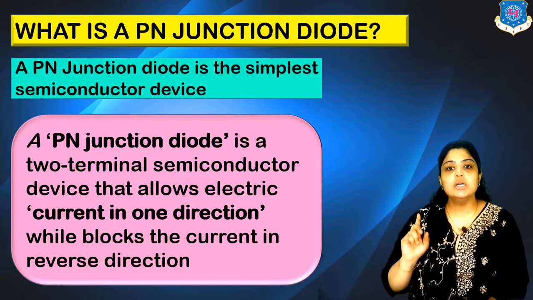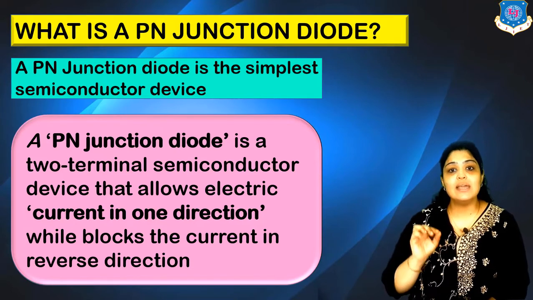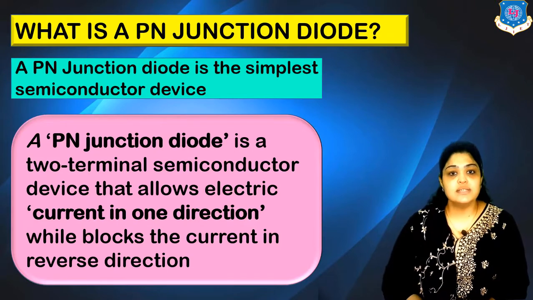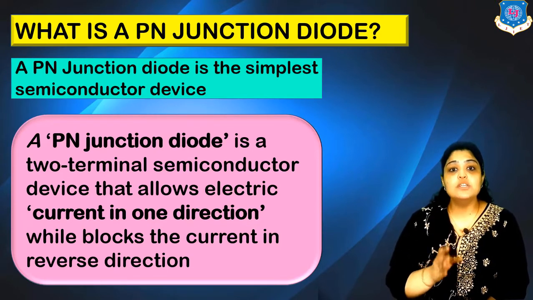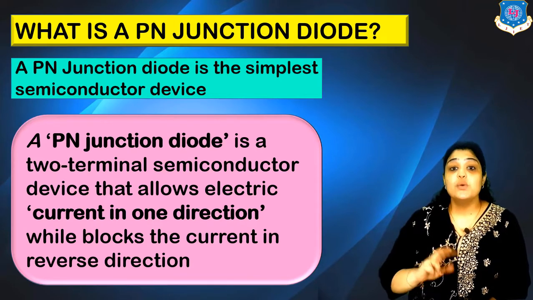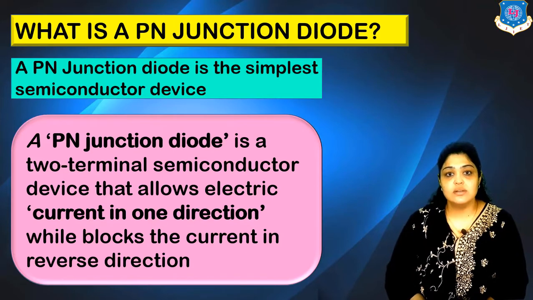So it is a two-terminal semiconductor device which allows current to flow only in one direction and it blocks the current in the reverse direction. Yes, it is a specific type of device which will allow current to flow only in one particular condition, whereas it will oppose the current in the opposite or the reverse direction.